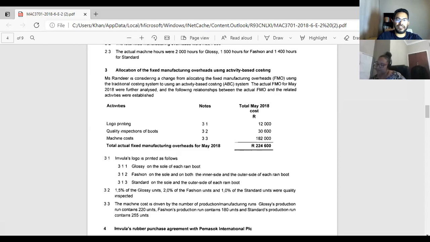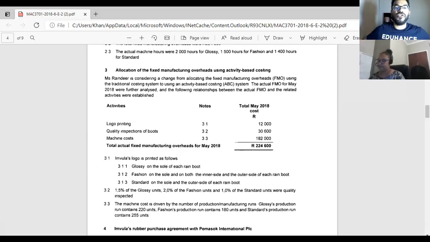So the activities are logo, quality inspections, machine costs, and there you can see they're breaking it down and they get to the total 224,600. Then they say logo is printed as follows on glossy, on the sole of each rain boot, on the sole and on both inner sole and all of that. I'm not going to read all of it. We can come to more detail when we do the question. 3.2, 1.5% of glossy units, 2% of fashion units, and 1% of standard. The machine cost is driven by the number of production runs. Glossy's production runs contain 220, fashion 180, and standard 255. I'm going to explain that in more detail when we tackle the question.